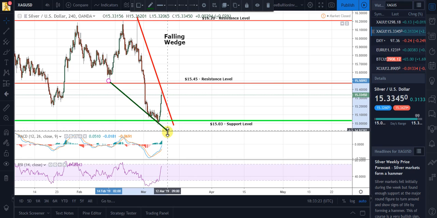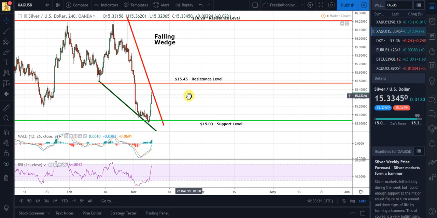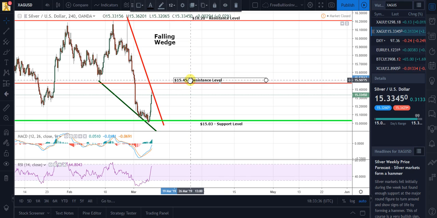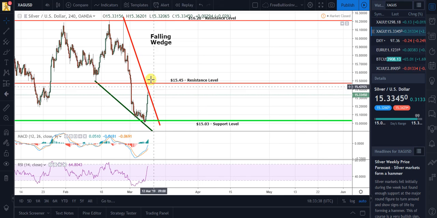More or less this week, I see some consolidation out of silver, out of the price rise. We should probably see some consolidation and then another leg higher for it. So it may test the 15.45 level and it may rise above it. Time will have to tell on that one, but I do expect the falling wedge to be broken.